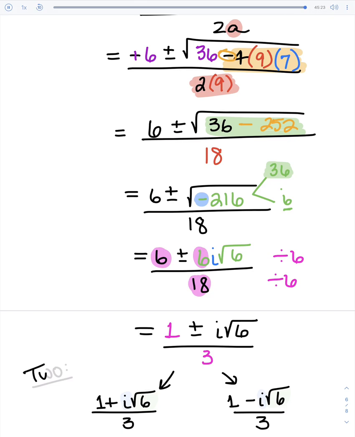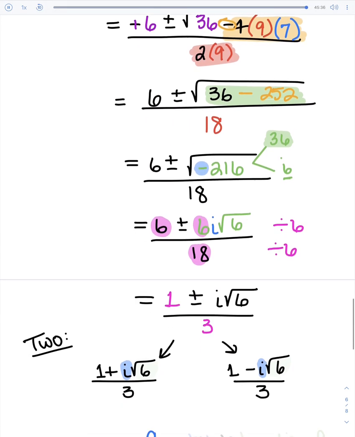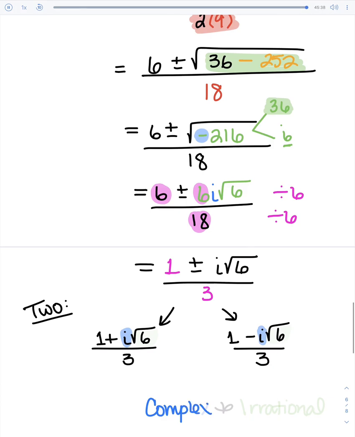So notice we still end up with 2 answers. Notice though, however, this time our final answers have i's in them, which means that these 2 answers are both complex. Notice they also both have square roots like most of our other answers, which means they're also what are called irrational. So they're complex and irrational, and we did still get 2 answers.